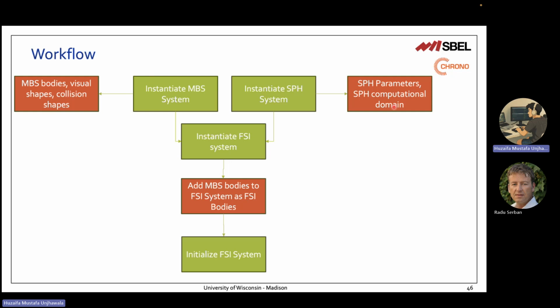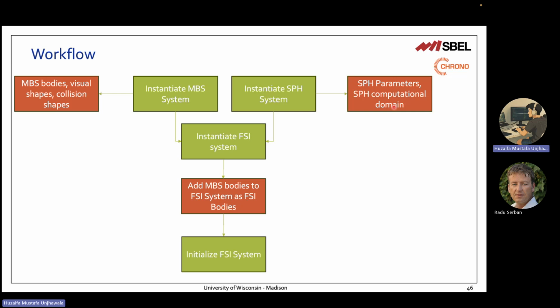Similarly, on the multi-body side, this is pretty standard by now. You need bodies, you need joints, you define those joints, you add visual shapes to them if you want to visualize, you add collision shapes to them if you want the bodies to collide, but you instantiate that separately. So you do these two parallel things. You combine them into a fluid structure interaction system.